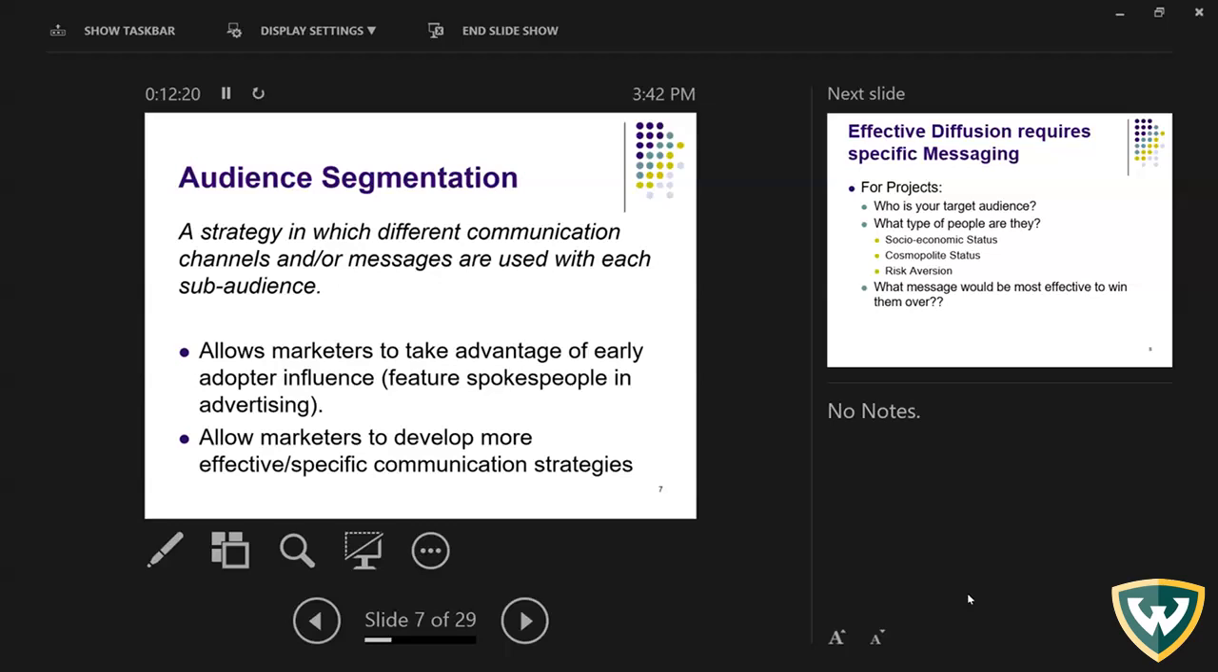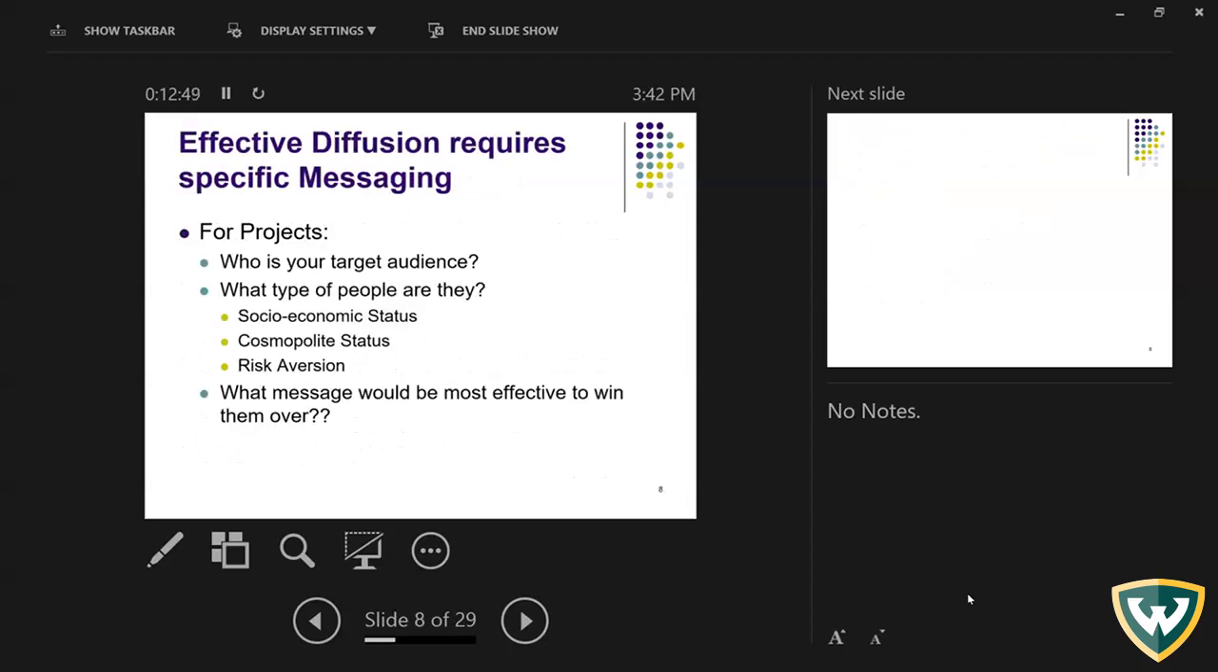And those messages are going to be very different. We've got a much different risk tolerance within those. They have different appreciation. They have different monetary levels. So maybe by the time we get to late majority, we're going to be able to cut the costs because we want to pave the way for the new product. And that would be an effective way to potentially address a late majority adopter. So when we think about what do these do for us and how can we use them, audience segmentation is a huge part of that. And effective diffusion requires very specific messaging.